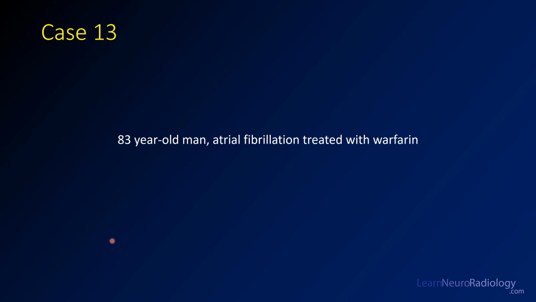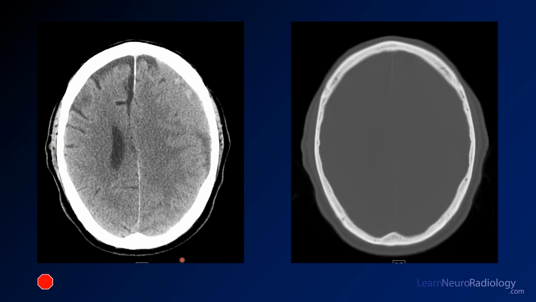For case 13, we have an 83-year-old man with atrial fibrillation treated with warfarin. Here you have just a couple of images, so you only get 2 images on this case. You get a brain window CT and a bone window CT.